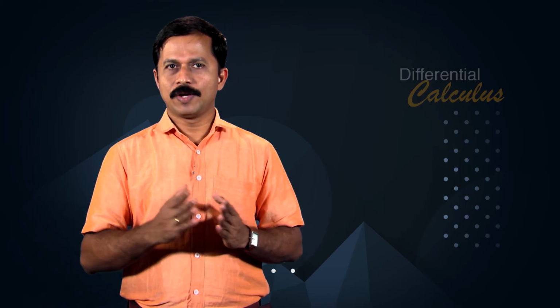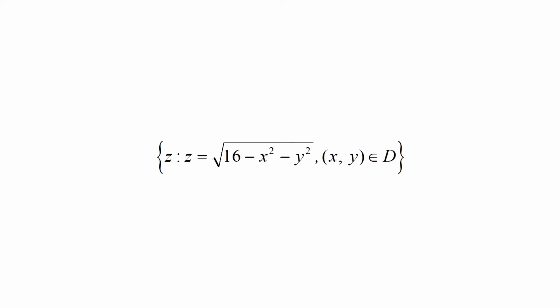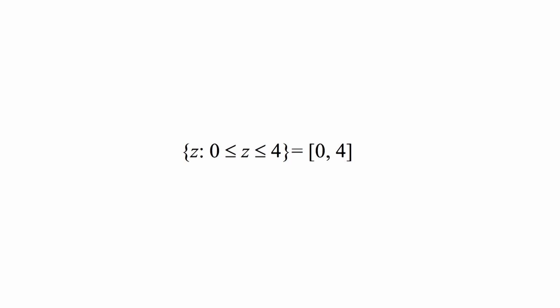Now, the range of f is the set of all z such that z = √(16 − x² − y²), where (x, y) belongs to D. Being a positive square root, the possible values of z are always positive real numbers, so that z ≥ 0. Also, z = √(16 − x² − y²) ≤ √16, which is equal to 4. Hence, the range of f is the set of all z such that 0 ≤ z ≤ 4, which is the closed interval [0, 4].